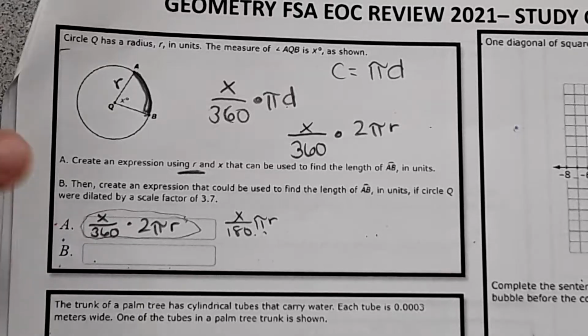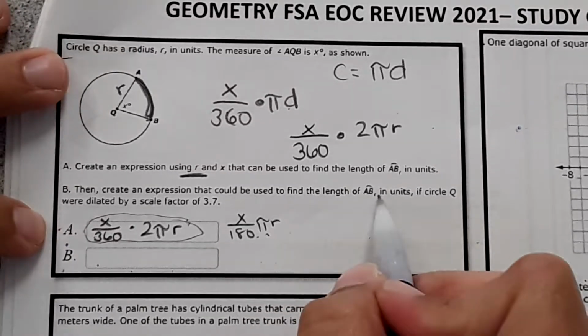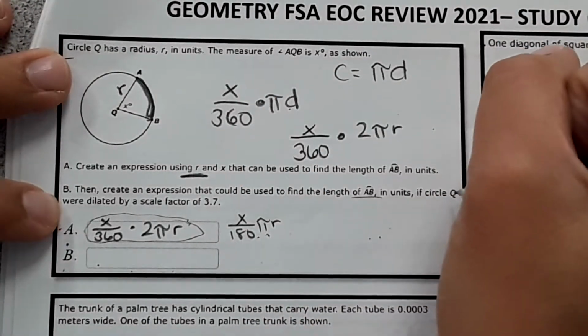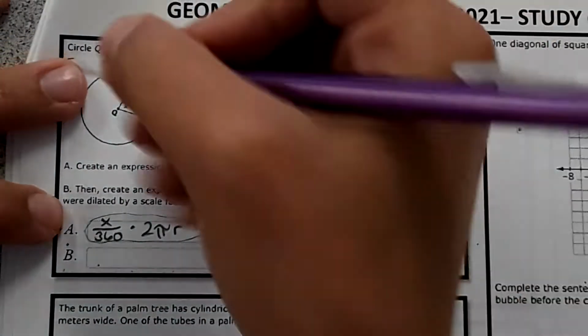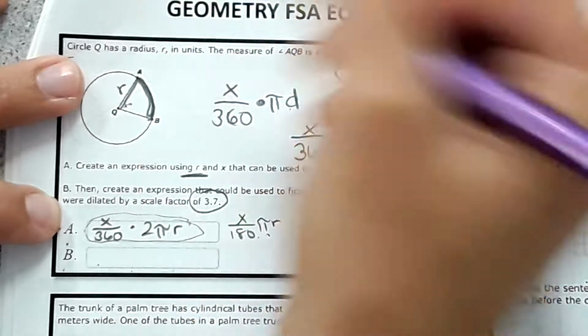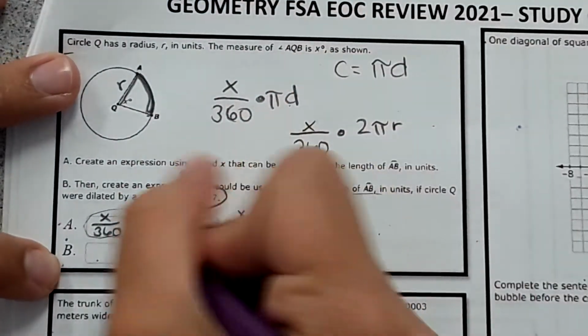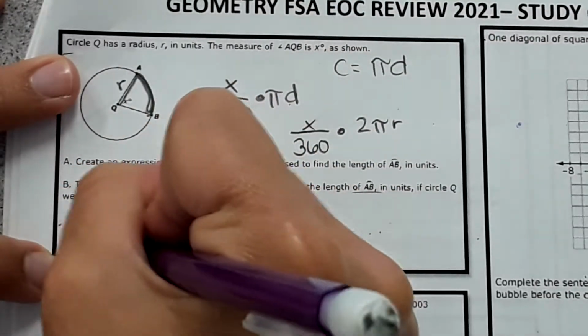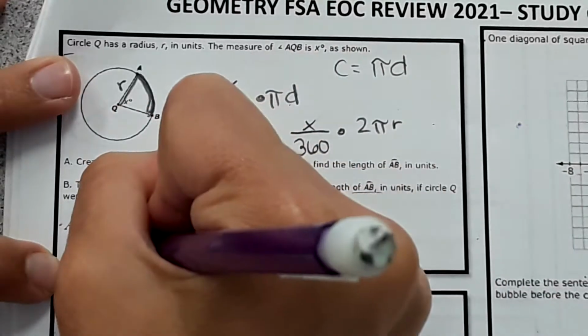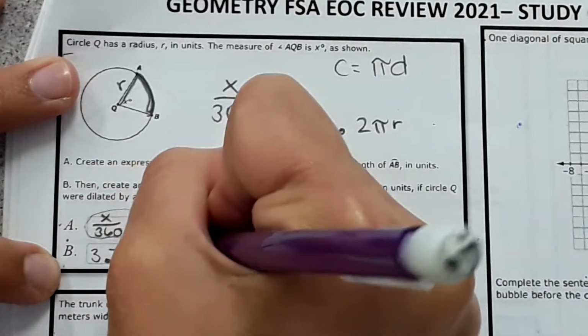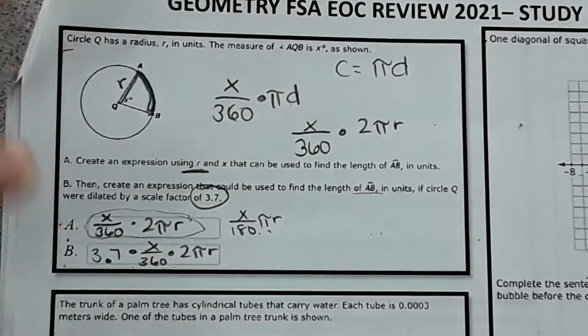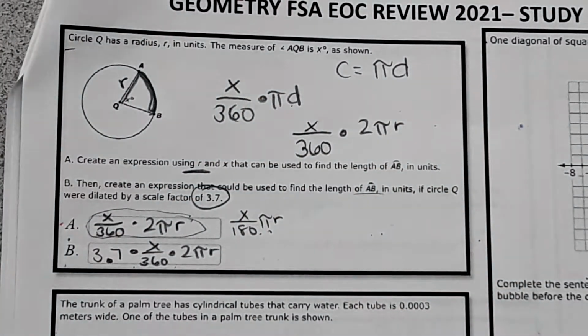B, it says, then create an expression that could be used to find the length of arc AB in units if circle Q were dilated by a scale factor of 3.7. When you dilate it, you're multiplying the radius by 3.7, the dimension. So we can just multiply 3.7 by the entire equation. So 3.7 times x over 360 times 2 pi r. You could simplify it if you want, but no need.